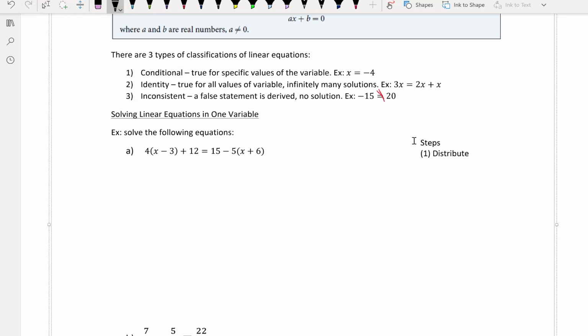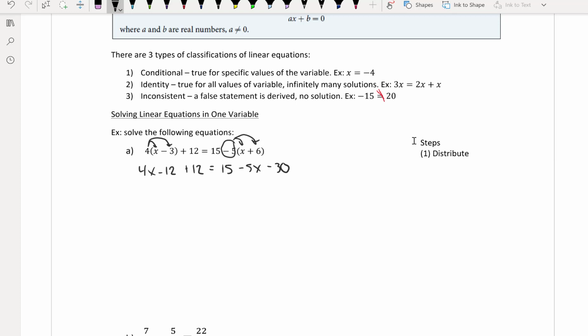I have the 4 that's going to get multiplied in, and I also have this negative 5 that's going to get multiplied in as well. So this is going to give me my 4x minus 12 plus 12 is equal to my 15. Now when I distribute, it would be a negative 5x and a negative 30 that I have, okay?